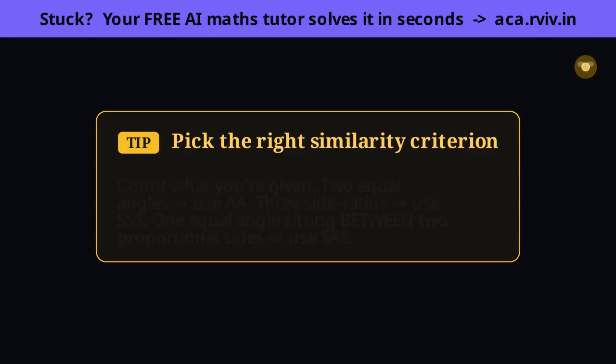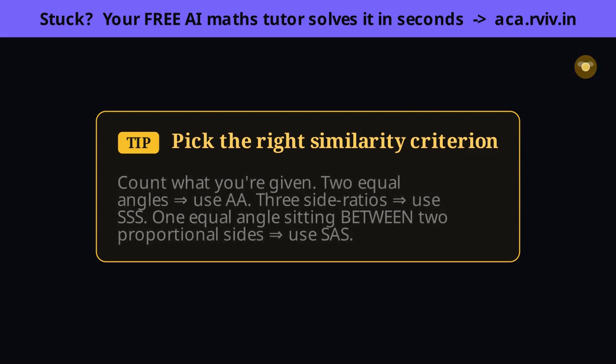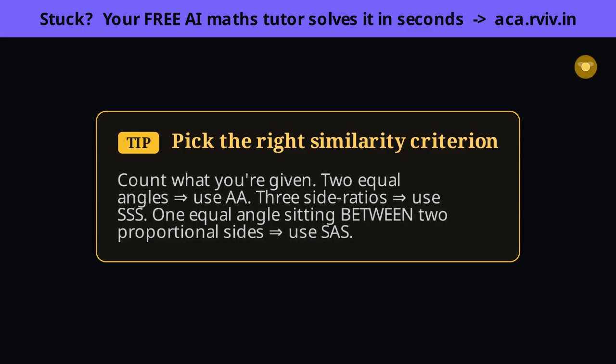And if it hands you one angle with the 2 sides that form it, reach for SAS, just check the angle is genuinely between those 2 sides, since an angle off to the side proves nothing. Match the tool to the data and the proof almost writes itself.